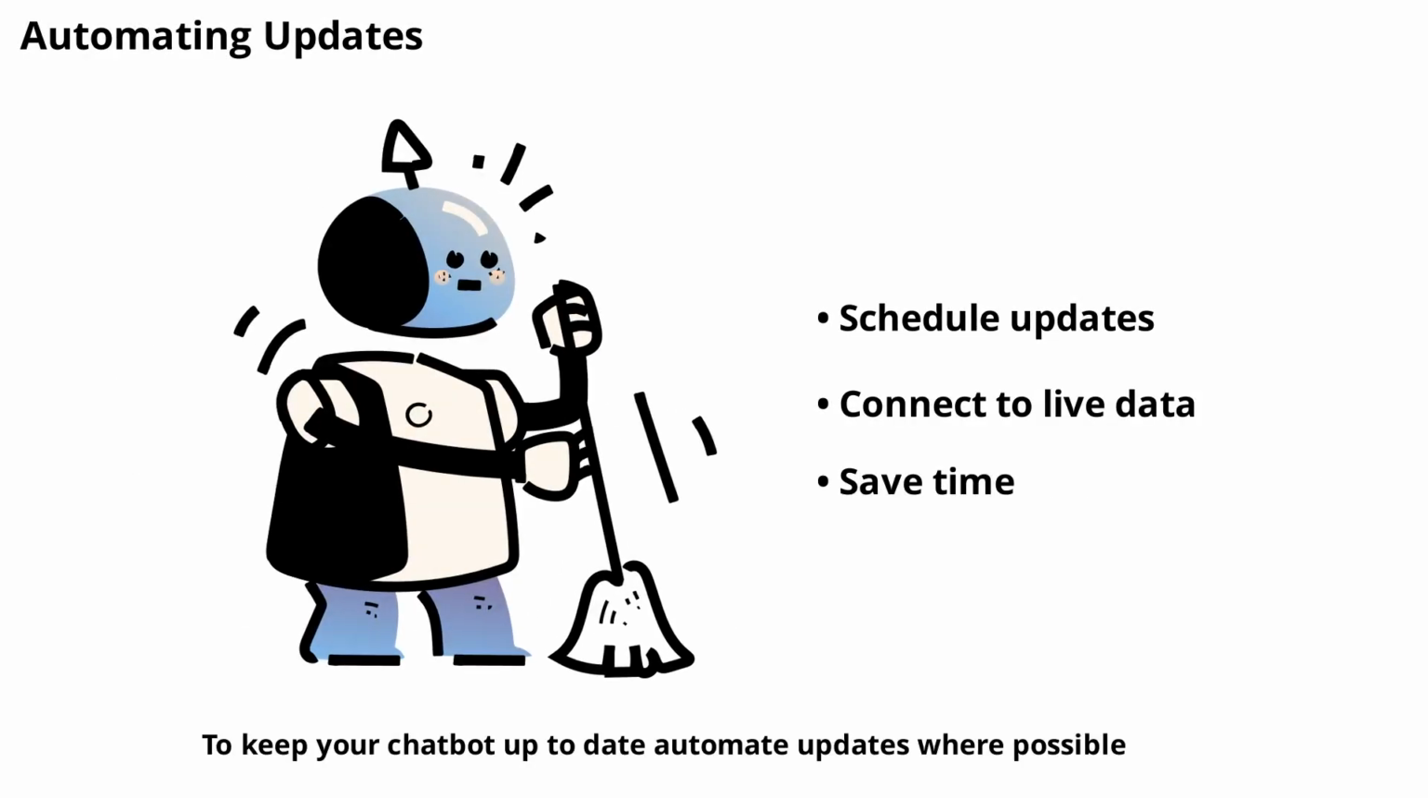To keep your chatbot up to date, automate updates where possible. Some platforms allow you to schedule regular updates or connect to external data sources that refresh automatically. Automation saves time and ensures your chatbot always provides the latest information to users.